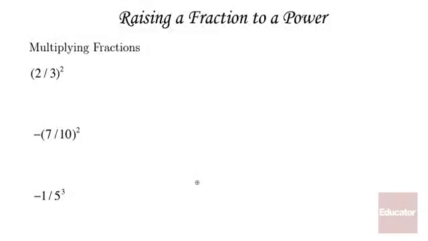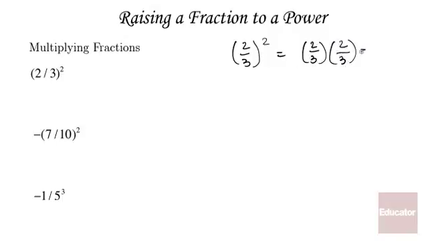Let's try raising a fraction to a power. Raising a fraction to a power, which in this case is also multiplying fractions. If you have 2 over 3 to the second power, you're going to be multiplying 2 over 3 times 2 over 3. That's the second power. 2 times 2 is 4, and 3 times 3 is 9.